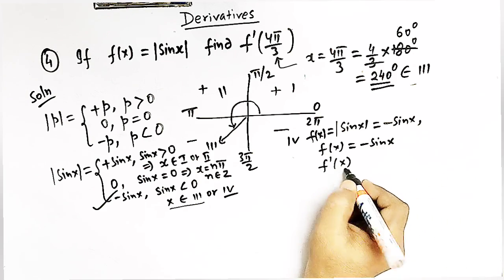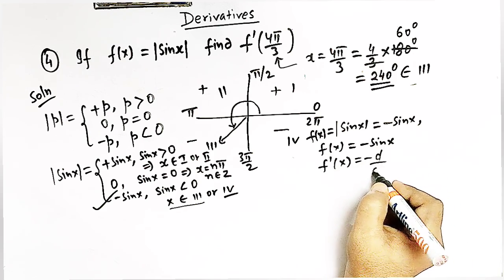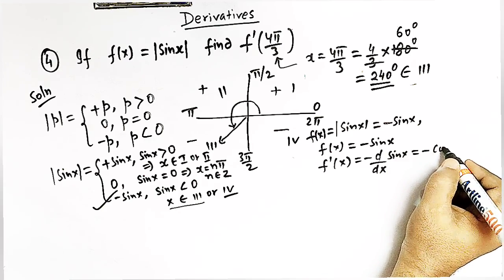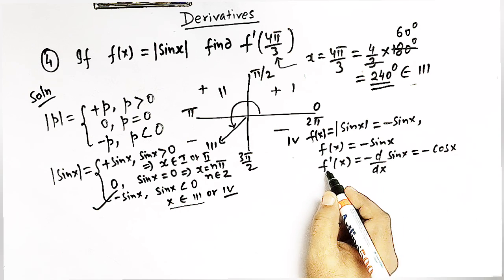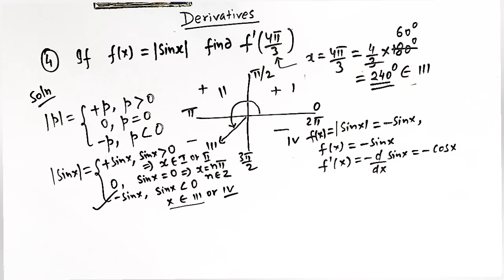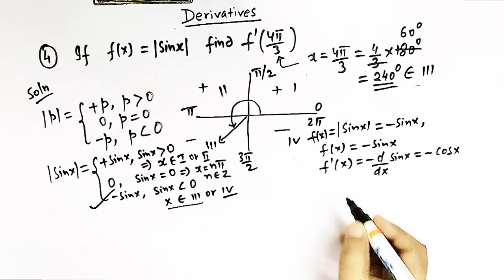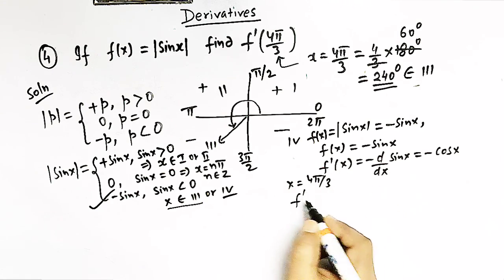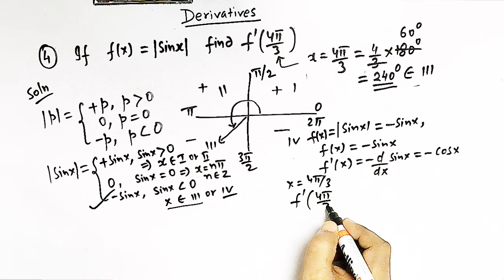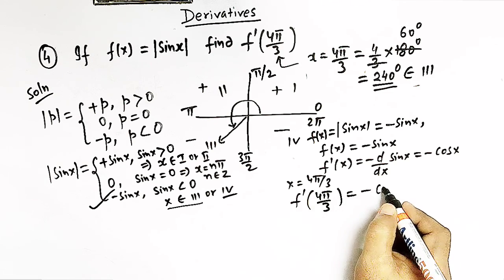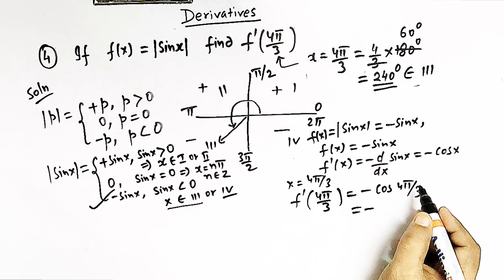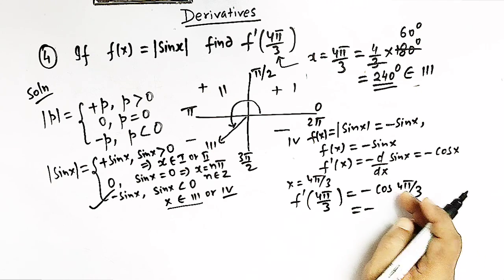So f prime of x is now equal to negative of d by dx of sine x, that is here we have cosine x. So f prime of x is equal to negative of cos x. So now taking x is equal to 4 pi by 3, we have f prime of 4 pi by 3 is equal to negative of cosine 4 pi by 3. So now we have to find out the value of cos 4 pi by 3.